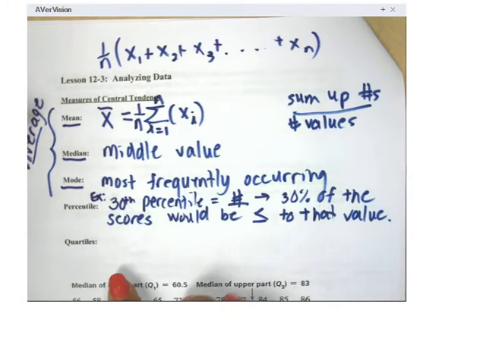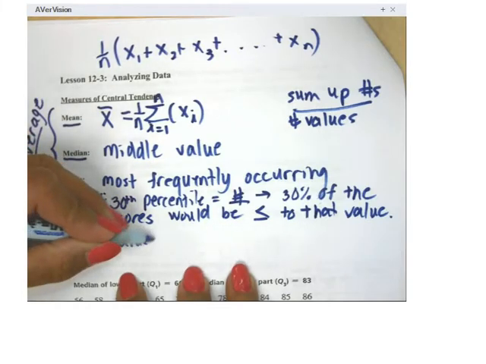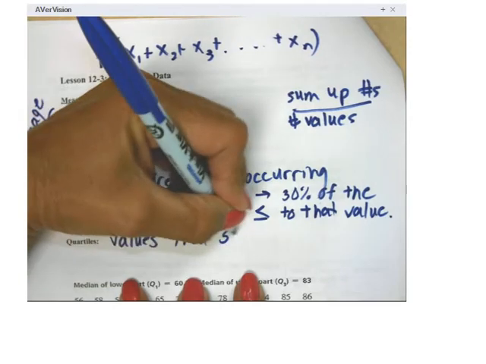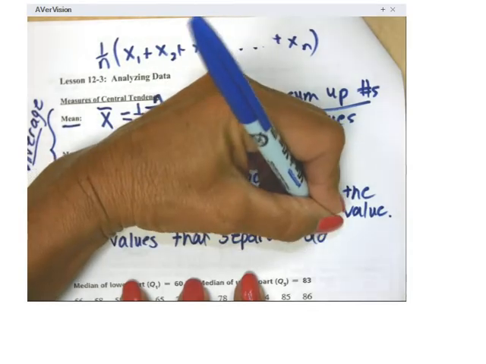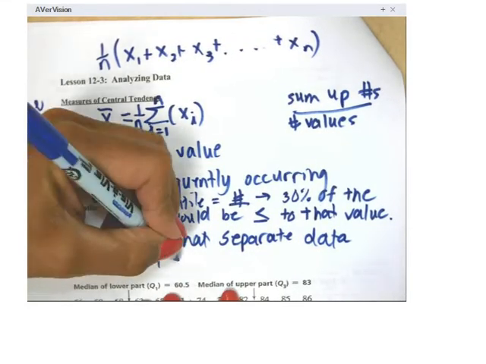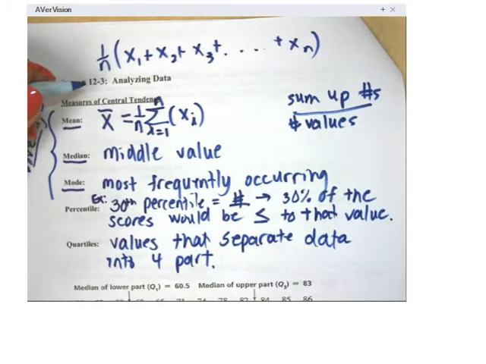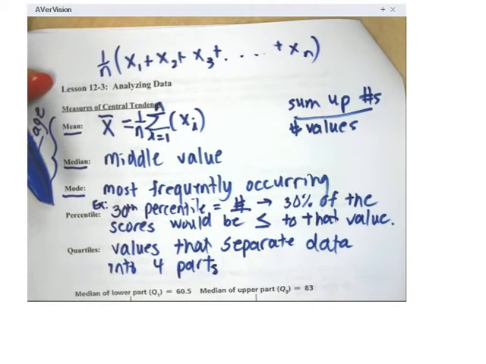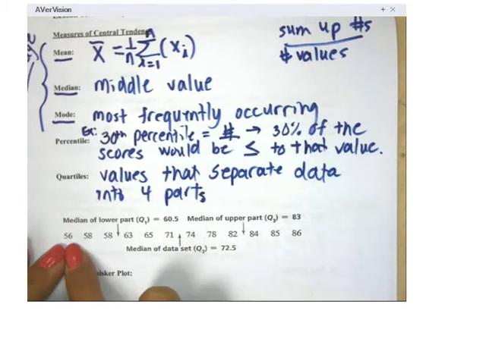Now, quartiles are values that separate the data into 4 parts. And so you've made box plots in the past, and we're going to look at an example of a box plot here. So we'll go back up and look at that idea of what the quartiles are once we look at some numbers.